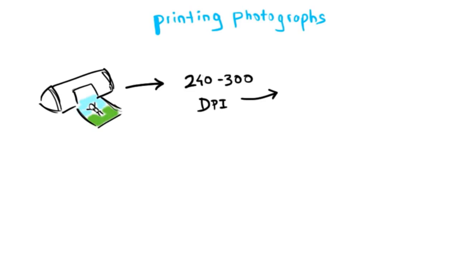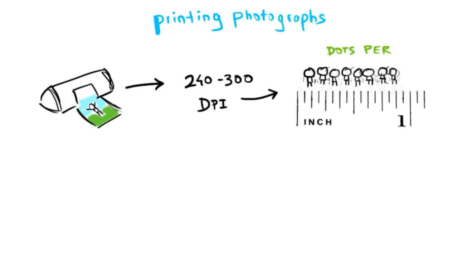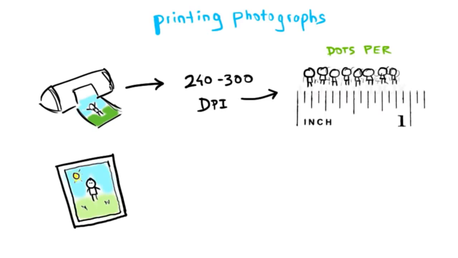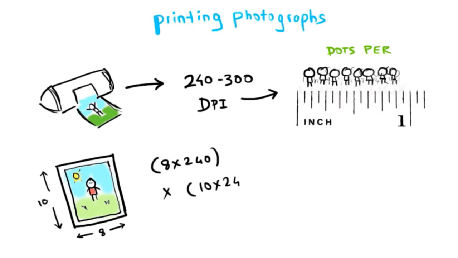Now let's talk about printing. Photographs are usually printed at 240 or 300 dpi, where dpi means dots per inch. If you want to print an 8 into 10 inch photograph, then we can do a little bit of math and determine that an 8 into 10 inch photograph will require 4,608,000 pixels or 4 megapixels.